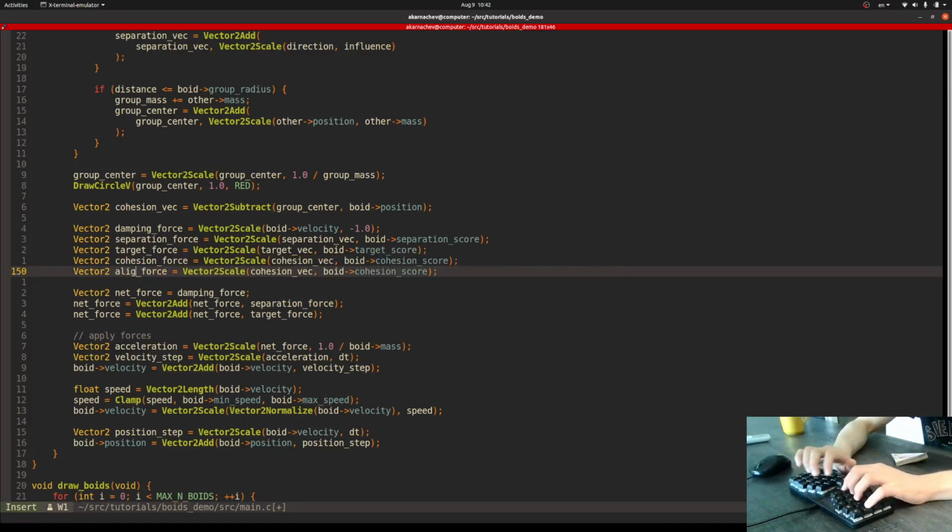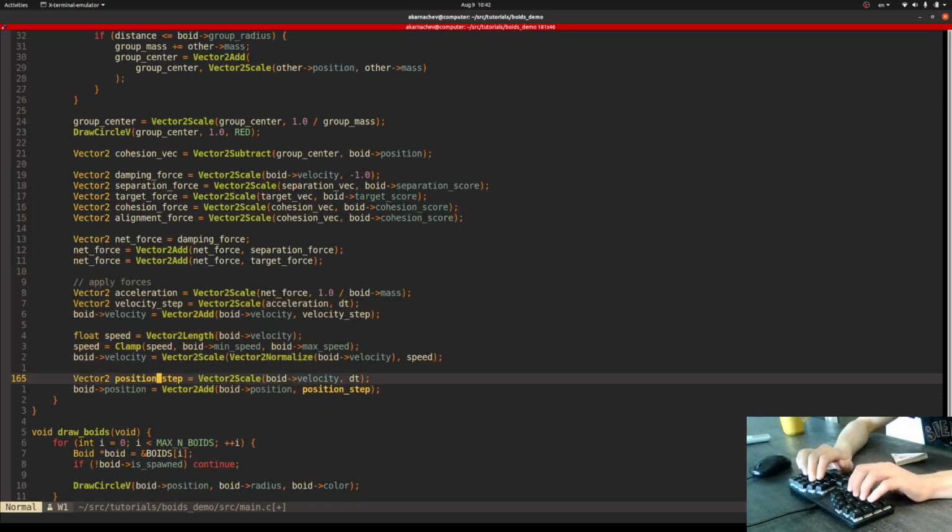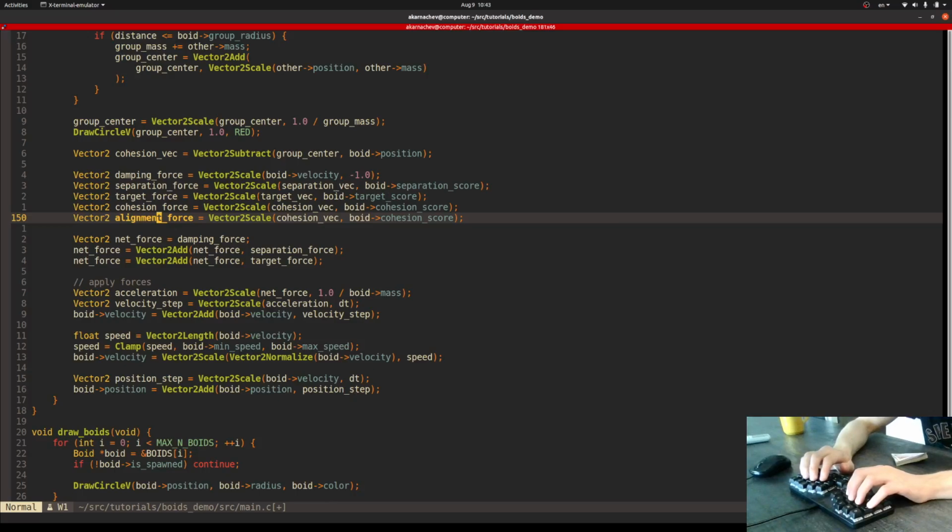Let's say alignment force. Well, it's basically not a force. Well, it's a force, but it's acting in the space of the velocities. Let me think. I cannot apply this force like all other forces, because I need to apply it to the velocity. So basically I don't have alignment force. Let me think.